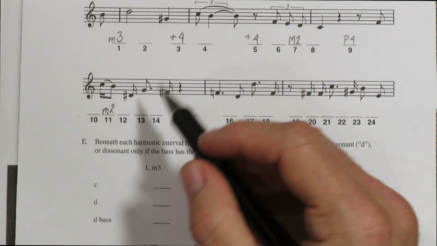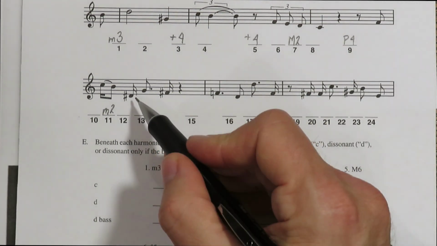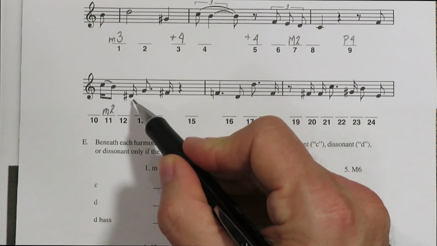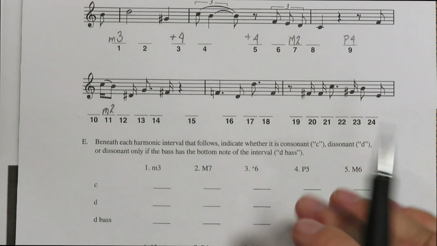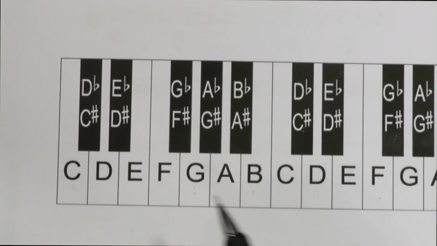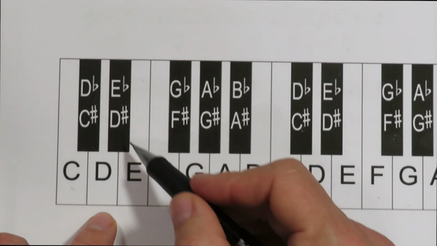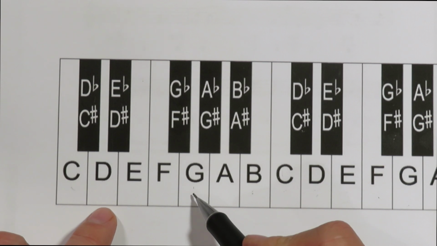All right. So number 13, D sharp to G. So D to G, we know that that's some kind of fourth, right? You might even know already that that is a perfect fourth. Okay? 1, 2, 3, 4. 5 half steps away. Okay, there's your perfect fourth.